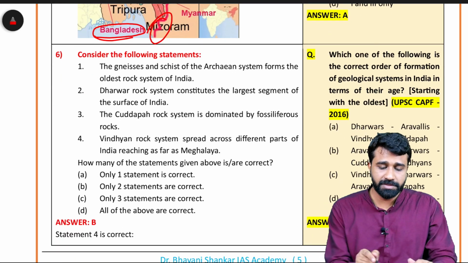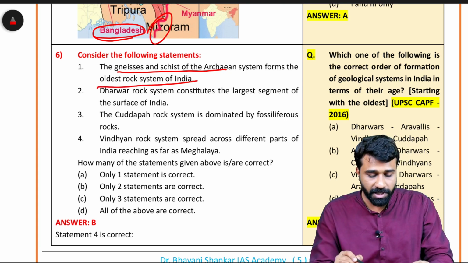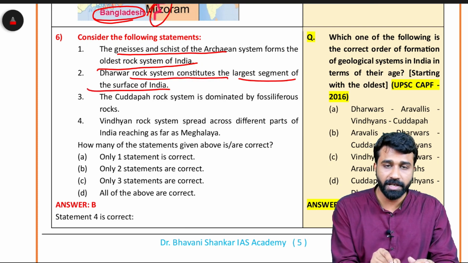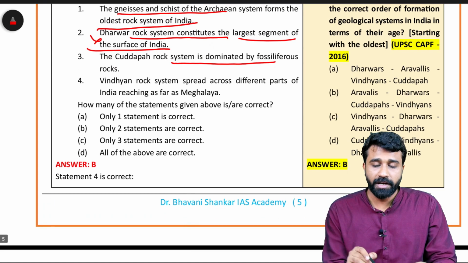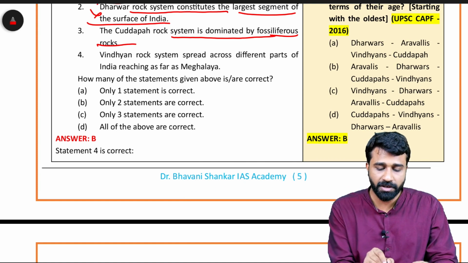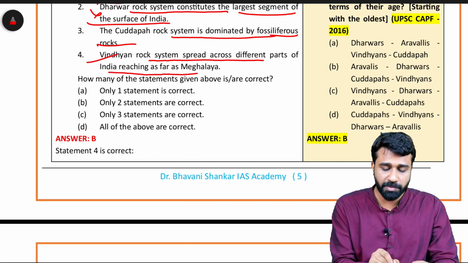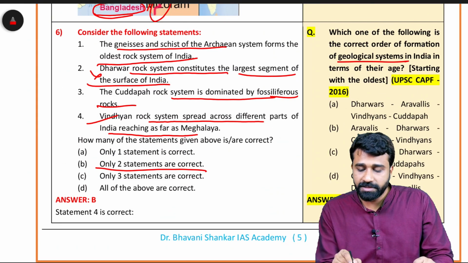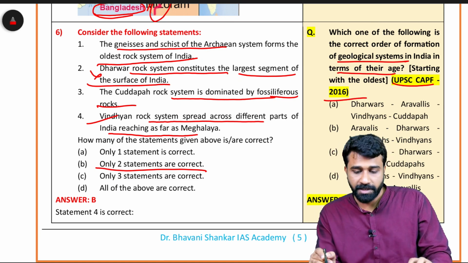Next, consider the following statements with regard to the Archean system. Gneiss of the Archean system forms the oldest rock systems of India. Okay, that is fine. And Dharwar rock system constitutes the largest segment of the surface of India. That is not correct. And the Kadapa rock system is dominated by non-fossiliferous rocks. You will get some idea after I read this explanation part. Vindhyan rock system spreads across different parts of India, reaching the Meghalaya part. That is fine. Only two statements are correct here. And the questions associated with geological systems, in UPSC CAPF 2016 it was asked with respect to India and their time scale.